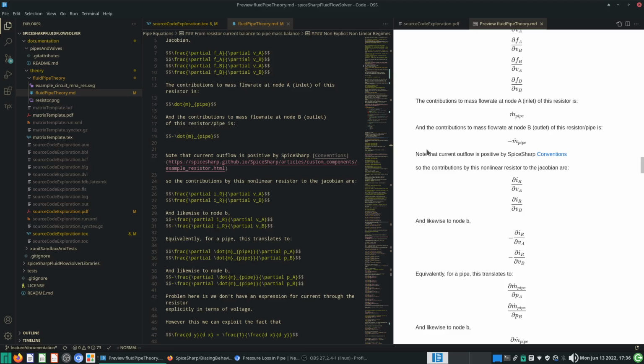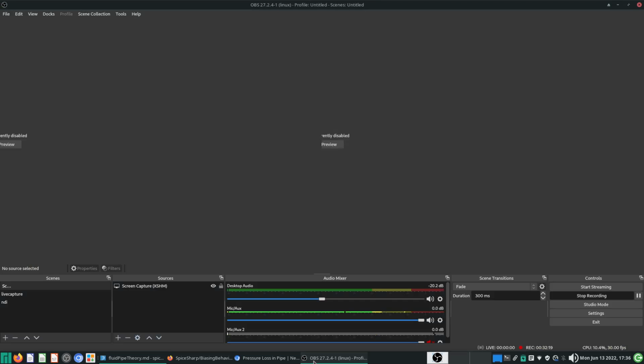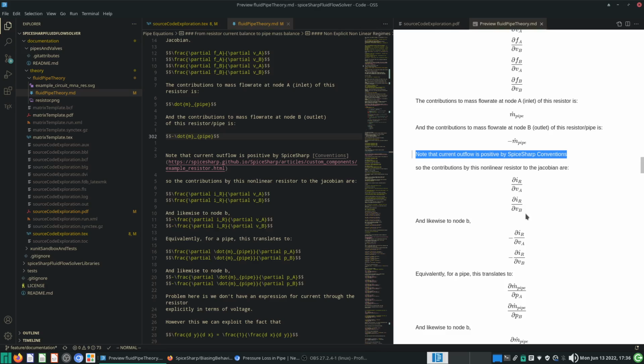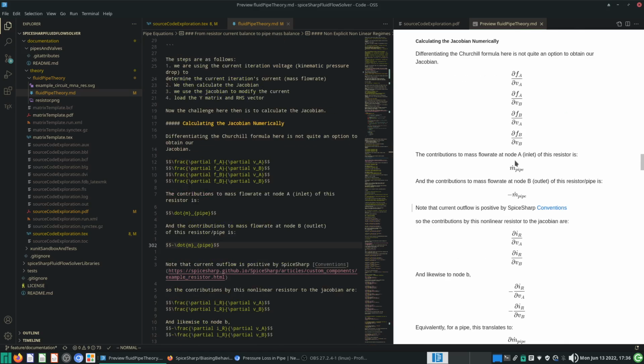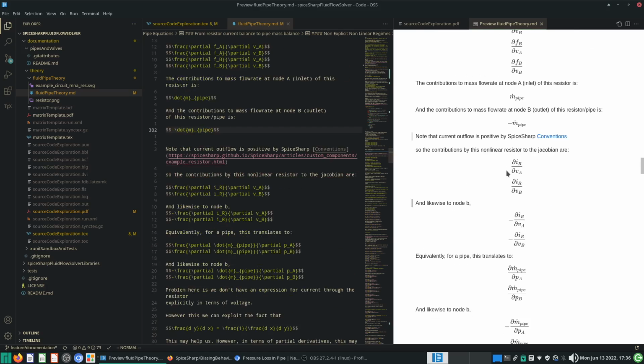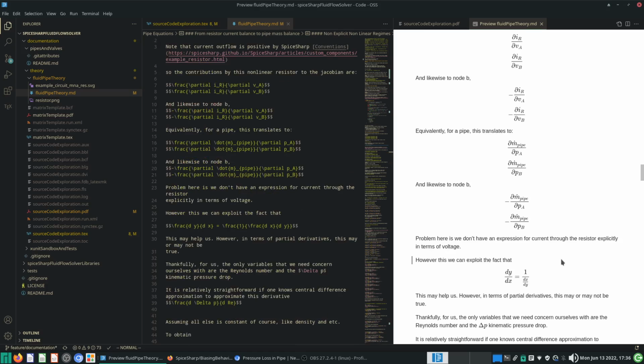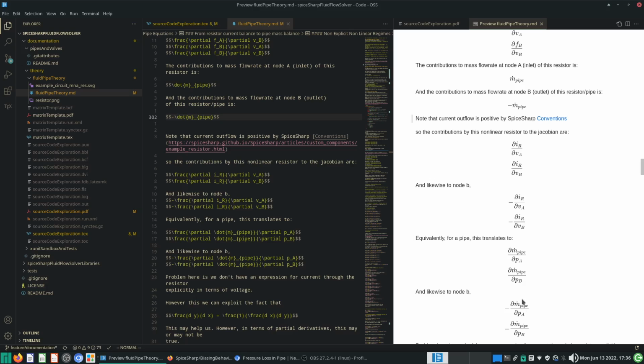I think I'll just stop here because it's already 30 minutes. I don't want to keep going on and on. But this is how we actually calculate del FA del VA for this particular resistor. It's right here, del IR over del VA, del IR over del VB, and so on and so forth. Then we'll try to convert those into partial derivatives for our pipe. Once we do that, we'll try to figure out how to find these partial derivatives.